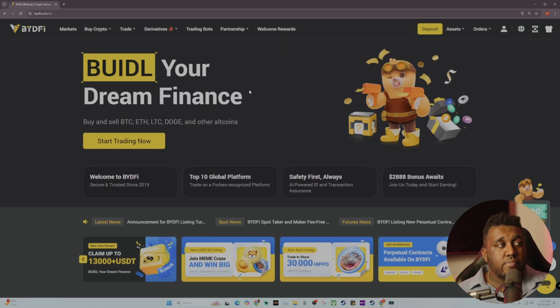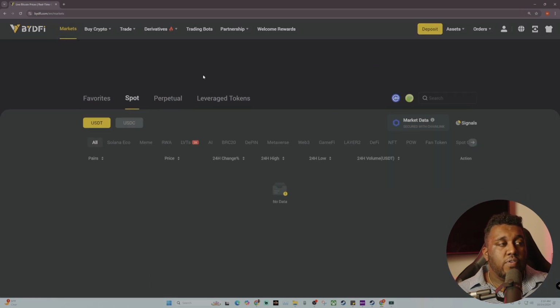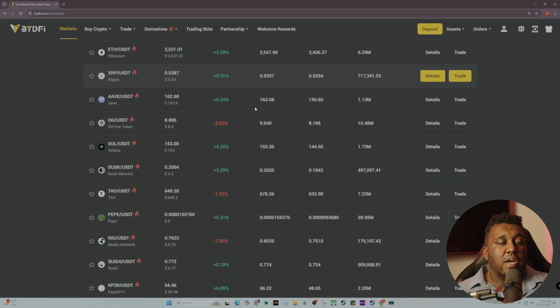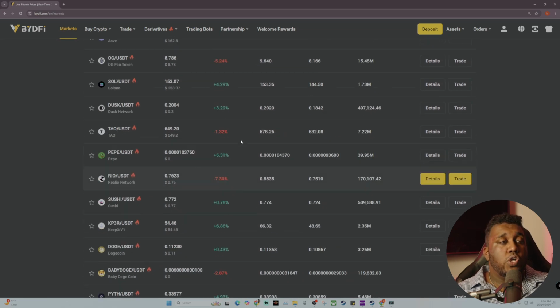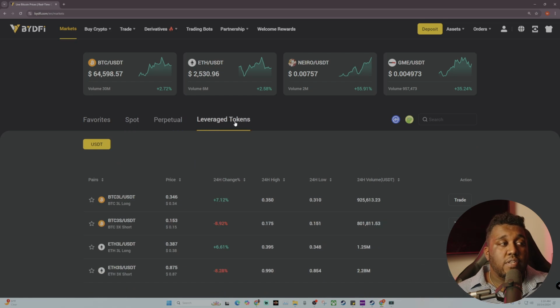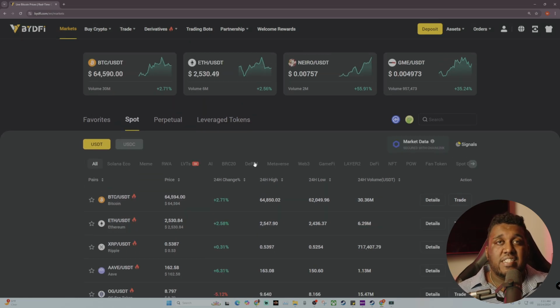Now, if you guys go over here, hit markets, you're going to see a few different things. You're going to see favorites, spot, perpetual, and leverage. This is just going to show you how all of the tokens are doing right now. You can go down a very long list because BYDFI has a very, very long list of tokens. I'm not going to go through all of them here today, but there is a lot when it comes to spot, futures, leverage tokens. I actually like leverage tokens. I think it's a fun way to get into leverage without actually risking liquidation. But there's a lot of different opportunities here that you guys can see.